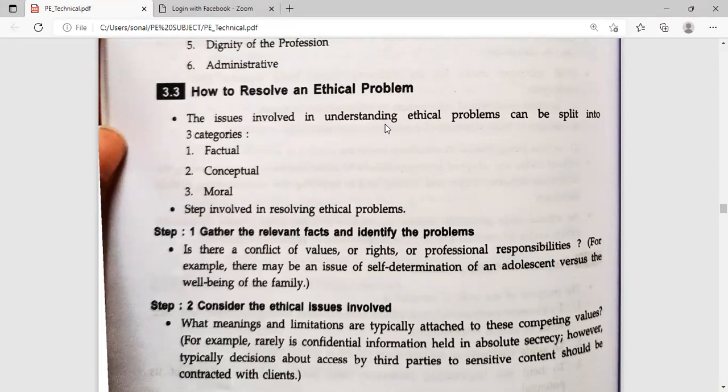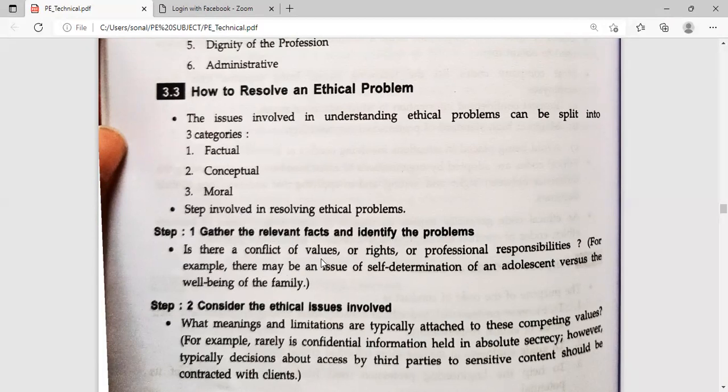The issues involved in understanding ethical problems can be split into three categories: factual, conceptual, moral. Now, how can it be resolved? So there are some steps in resolving ethical problems. Step one, gather the relevant facts and identify the problems.